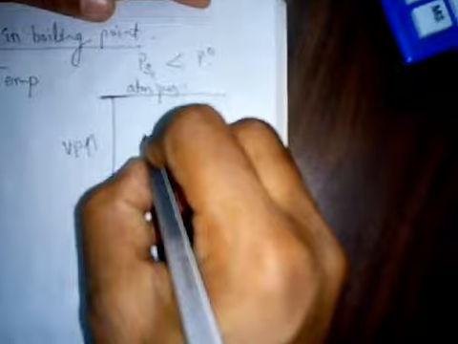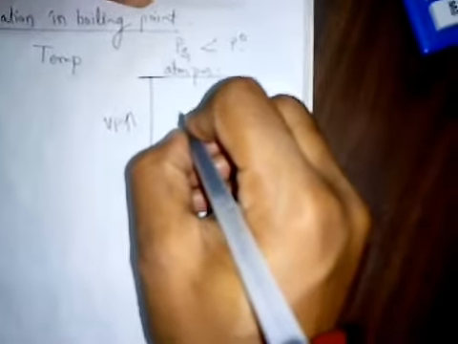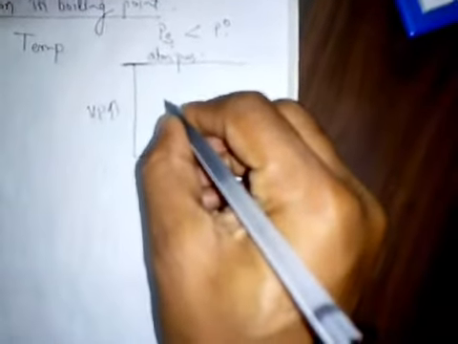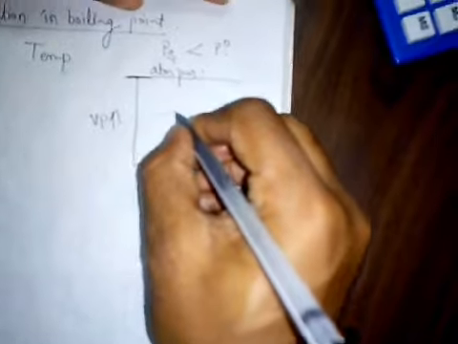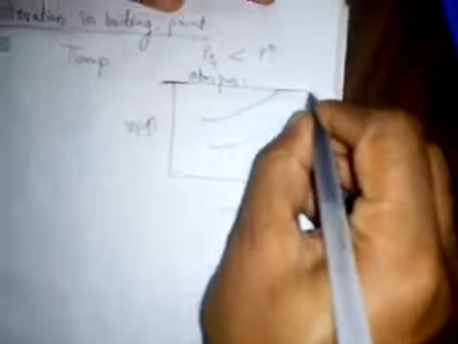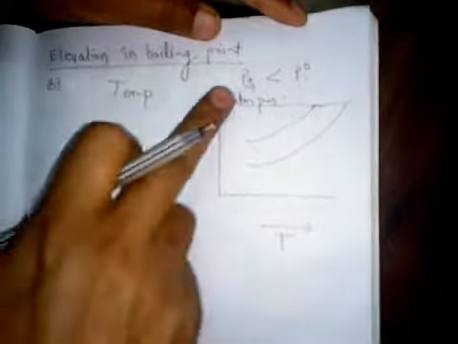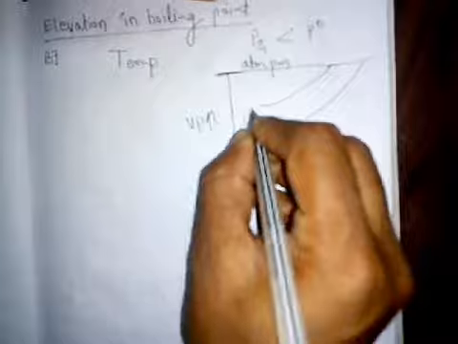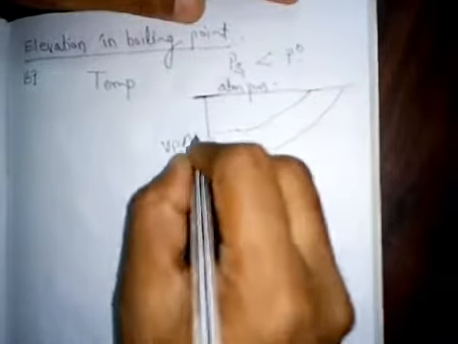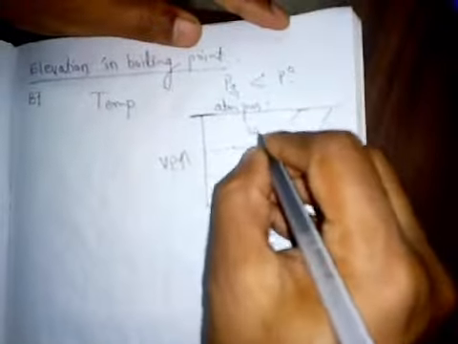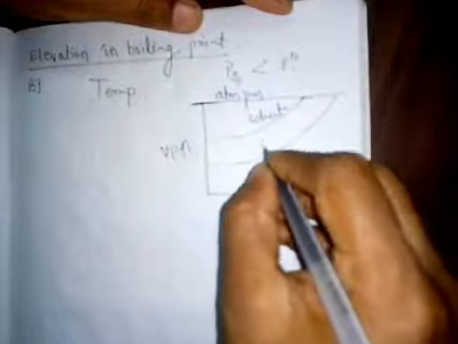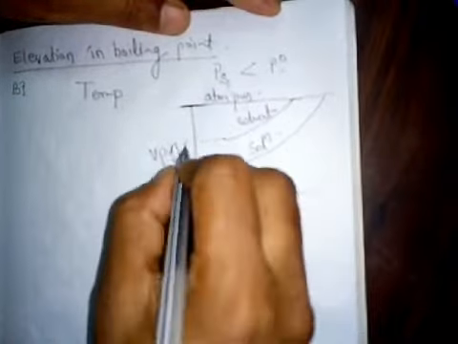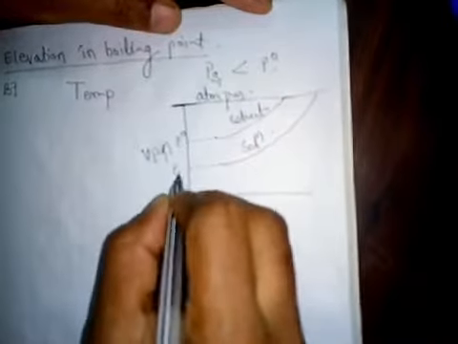Always the vapor pressure curve of the solution runs below that of the solvent, like this, because Ps is less than P naught. So wherever this touches, this is solvent, this is solution. So this will be P naught, this is Ps.